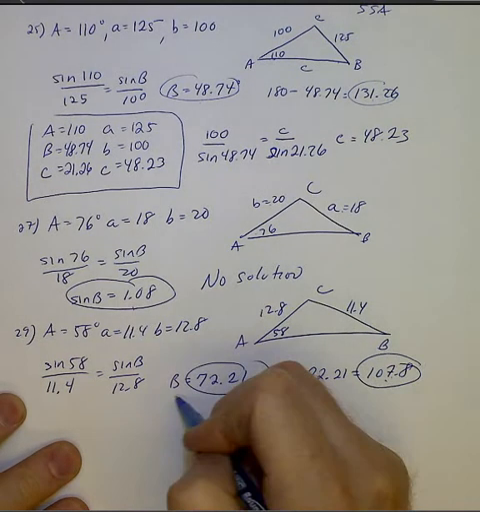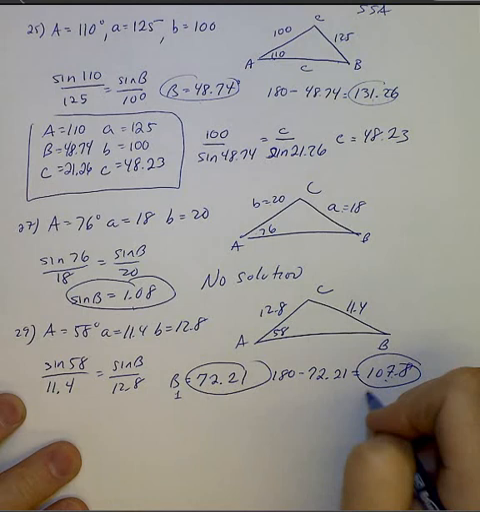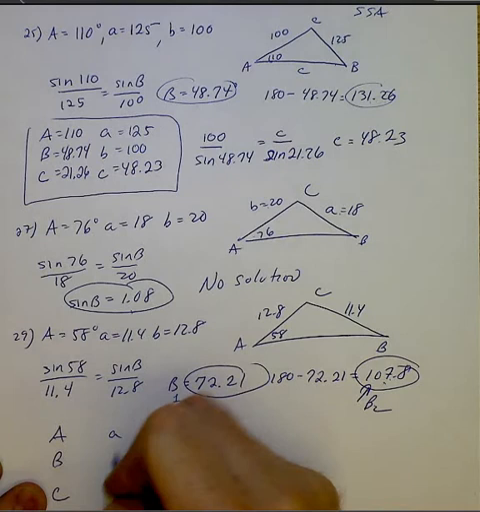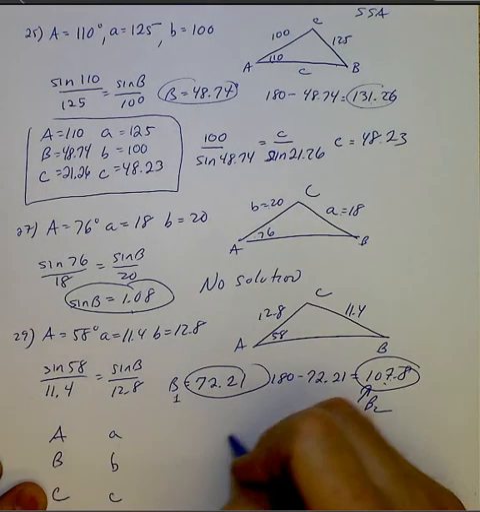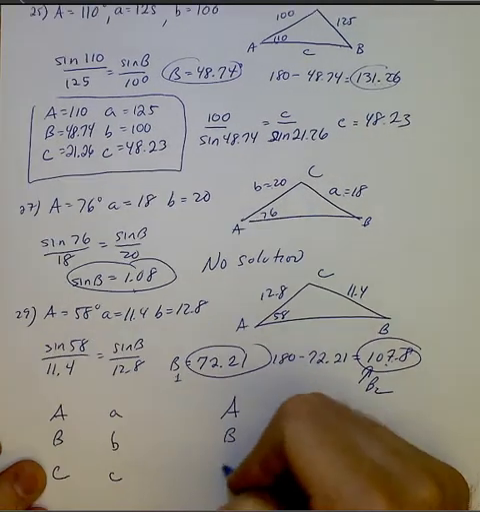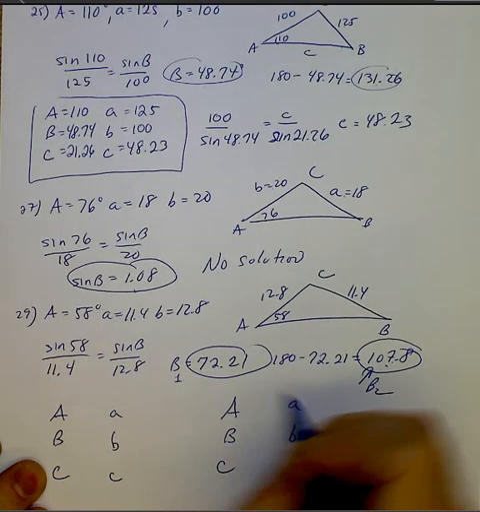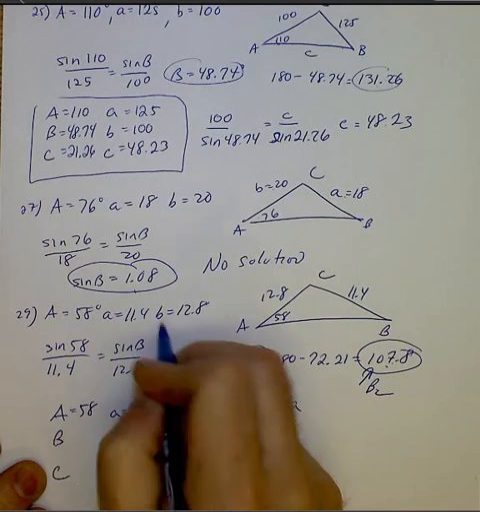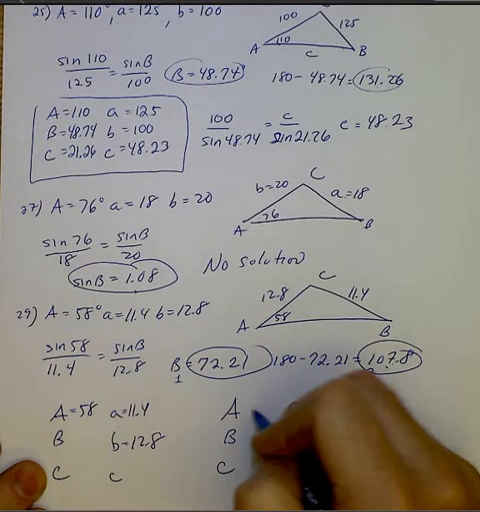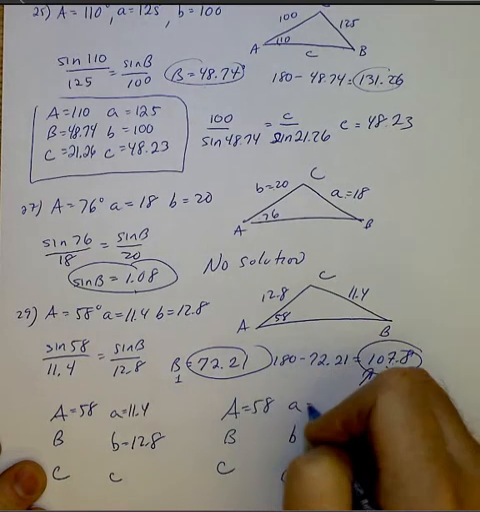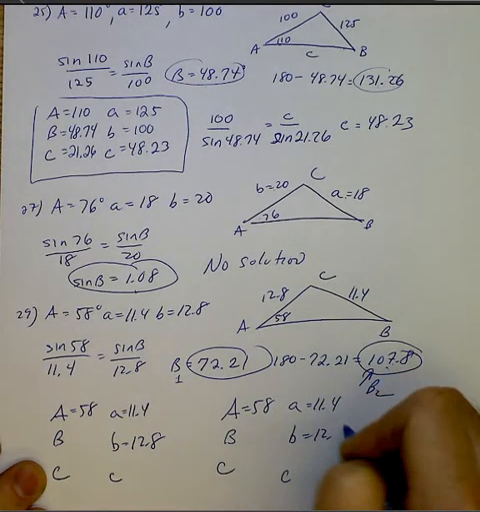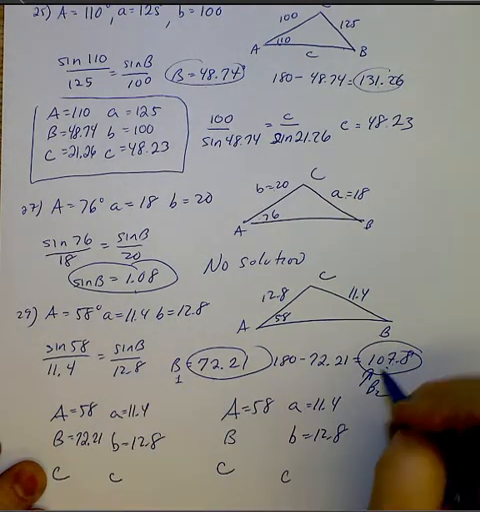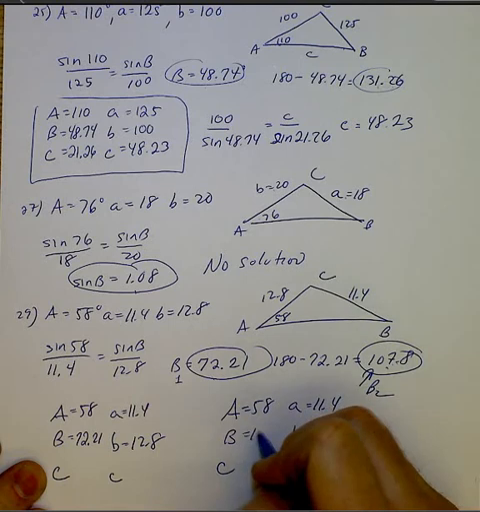So we basically have a B1, and we have what we'll call here B2. So your answer is going to be two triangles, just like this. Now in the first triangle, the given is 58, the side is 11.4, and this side is 12.8. And the same is going to be true here. We don't change any of the givens. B1 is 72.21. We'll put that here. B2 is 107.8. We'll put that here.